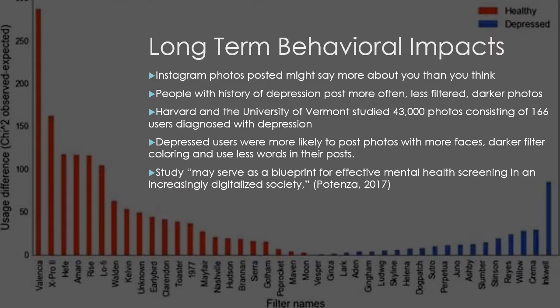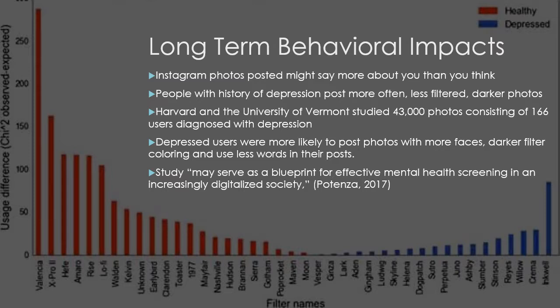And as we kind of bring together the good and the bad with photography and the social impacts of the algorithms and the overall social impacts of Instagram, you can look at the behavioral impacts over the long term. Now, Instagram photos posted might say more about you than you think. People with a history of depression have been seen to post more often, and these photos are less filtered and typically darker in nature.